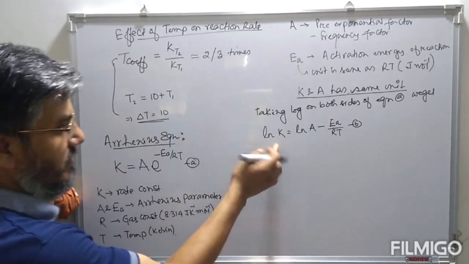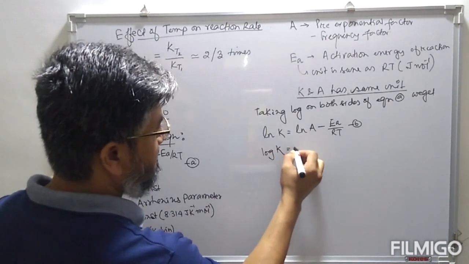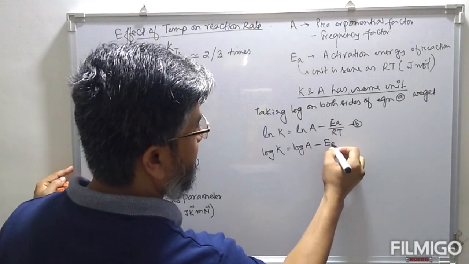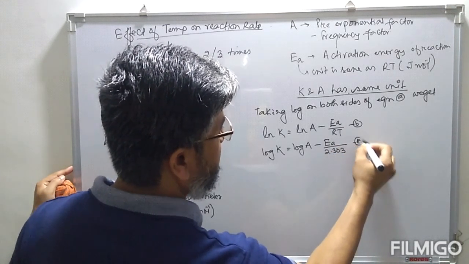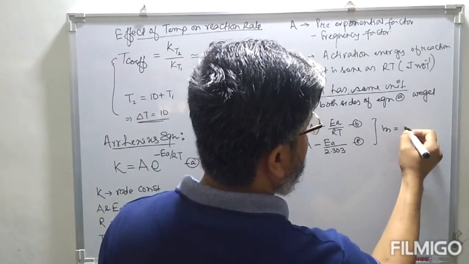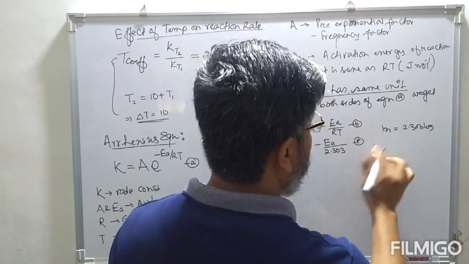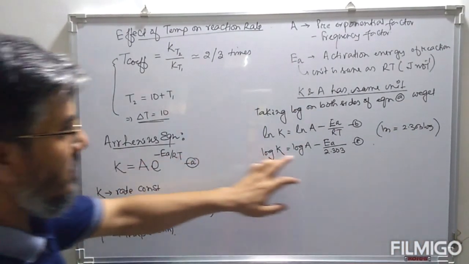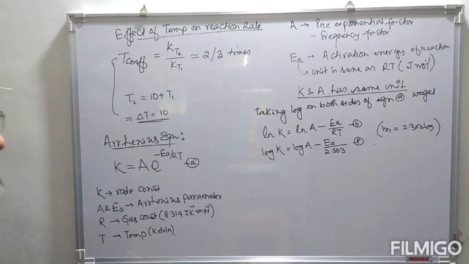So this is the natural logarithm. We can convert it into logarithm with base 10. So this is log K is equal to log A minus EA by 2.303 RT. Let this be C. ln is equal to 2.303 log base 10, so this is the relation. This is the logarithmic form, the actual equation that is used for defining the effect of temperature on rate of reaction.